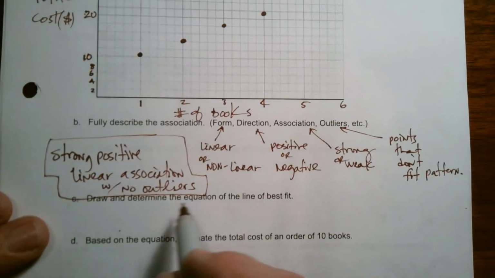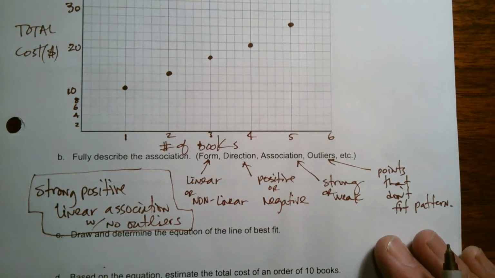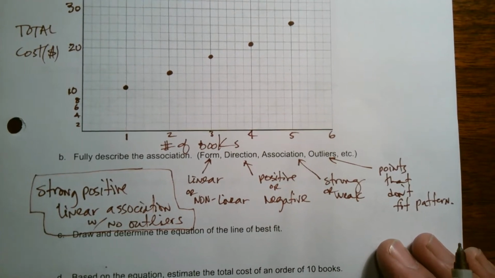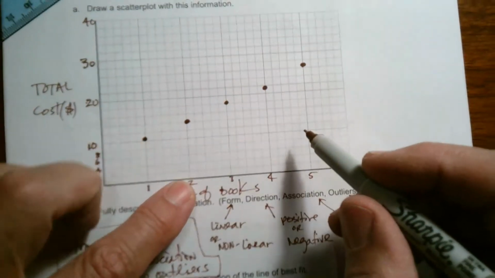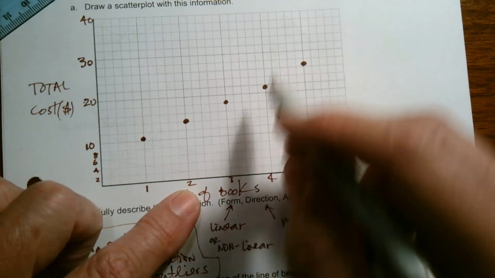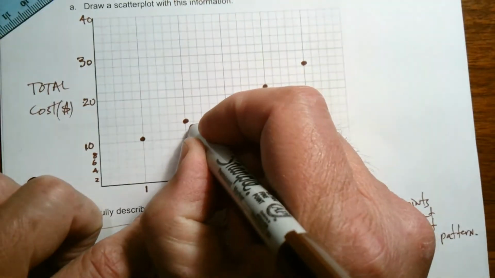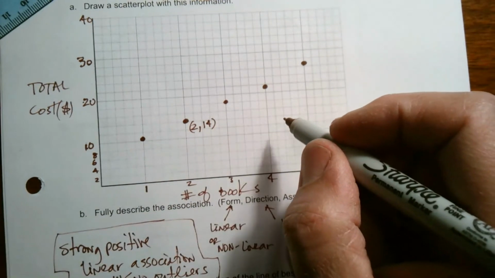Now it says to draw and determine the equation of best fit. Now remember, when you're drawing a line of best fit, we want to connect a couple points that we have that are reasonable, that we can get a good slope from. So if I look at where 2 is at 14, this is at 2 comma 14. So that's a nice point.